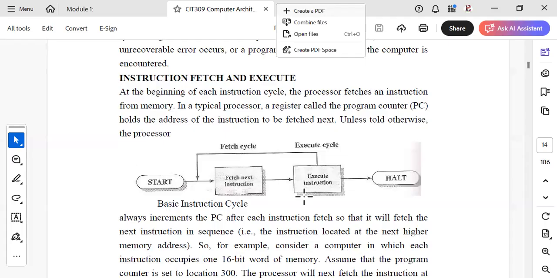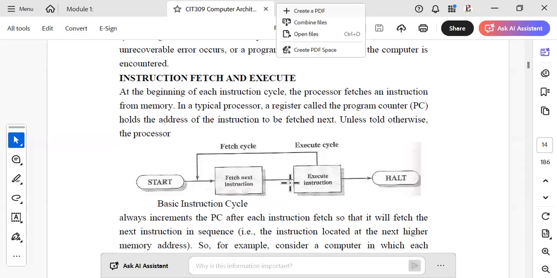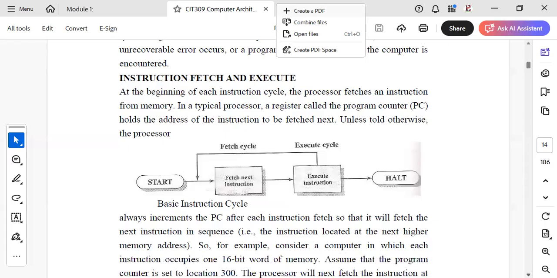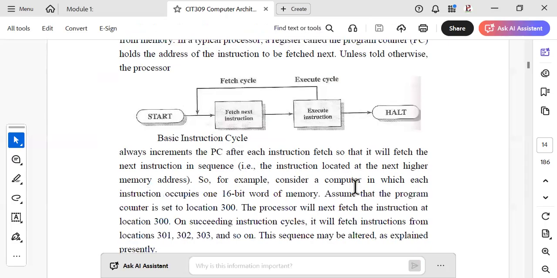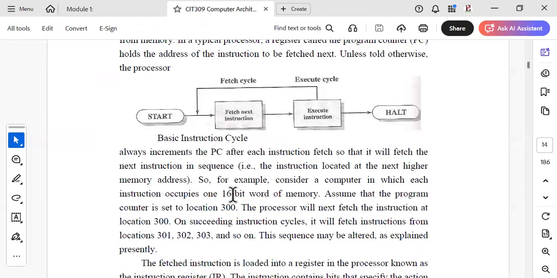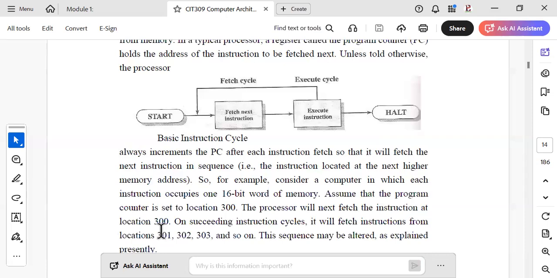Don't forget, what we're doing here is computer architecture. Of course, we want to know what is happening when we do some things on the system, not just what happens, but why they are happening. So, for example, consider a computer in which each instruction occupies one 16-bit word of memory. Assume that the program counter is set to location 300. The processor will next fetch the instruction at location 300. On succeeding instruction cycles, it will fetch instructions from locations 301, 302, 303, and so on.